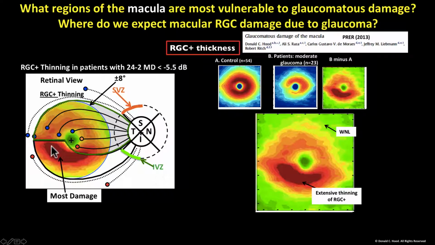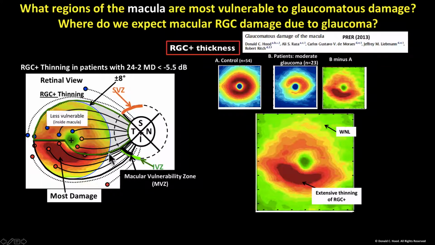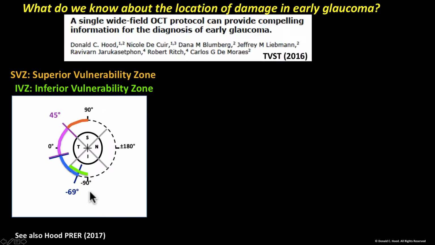However, this region here also is vulnerable because it too sends its axons into this inferior region. And this overlap between the macular projection and the inferior vulnerability zone is what we call the macular vulnerability zone. So this region is less vulnerable, that region is more vulnerable, and then the regions just outside here are more vulnerable.